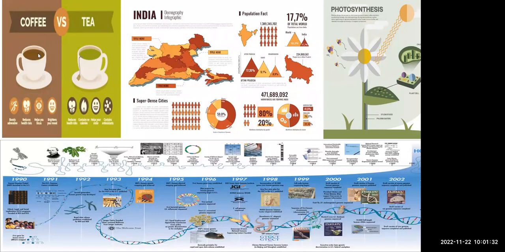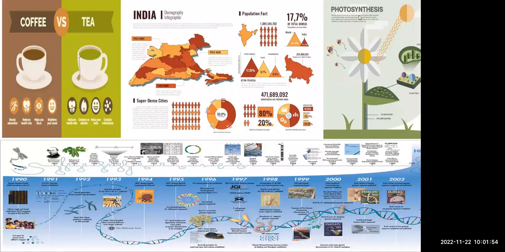So coffee and tea, the difference, the benefits and the pros and cons of these two drinks. The second one is the data infographic, or you can say the demographic infographic, in which the demographic infographic of our country is given, the population facts and all. Various states can be represented in different colors.